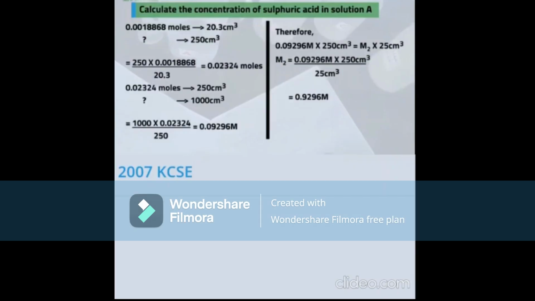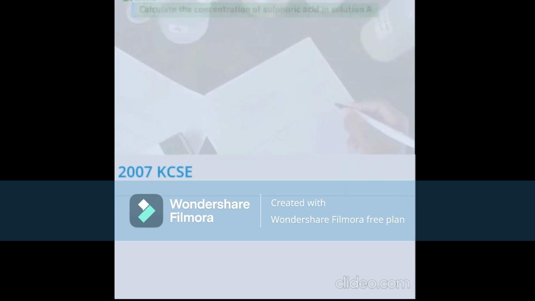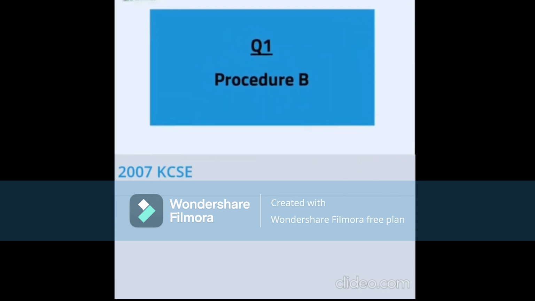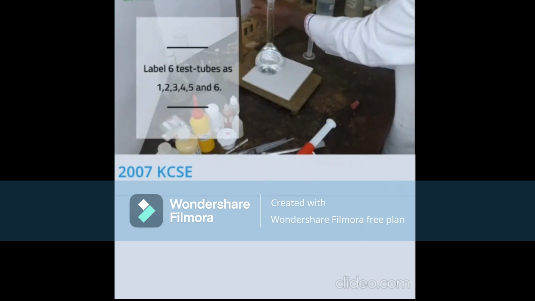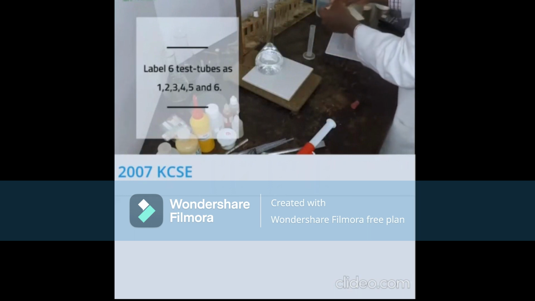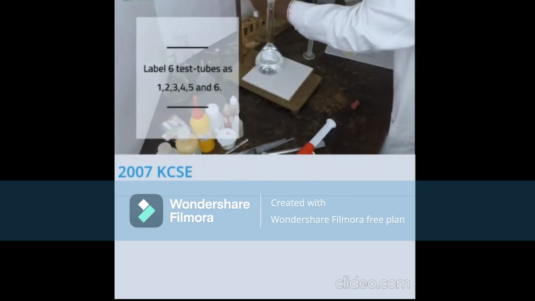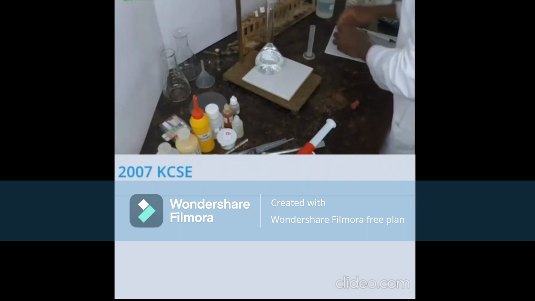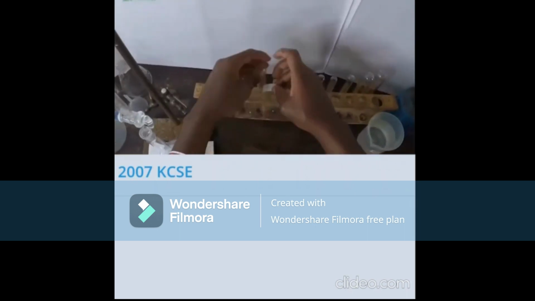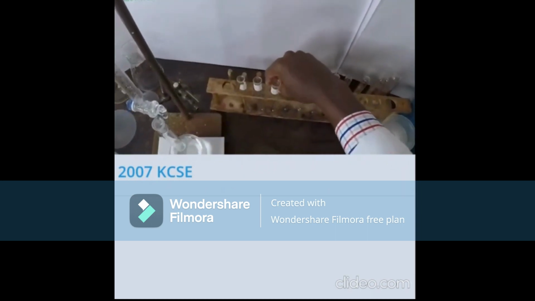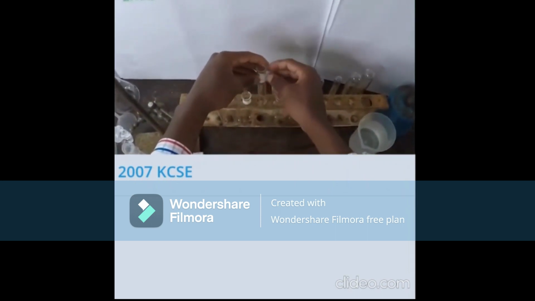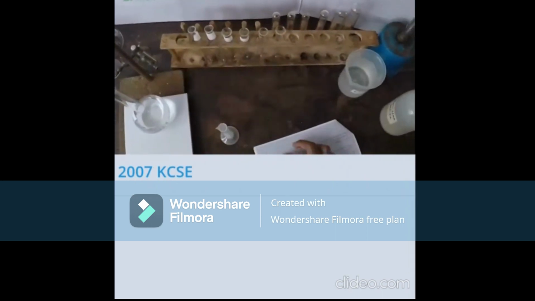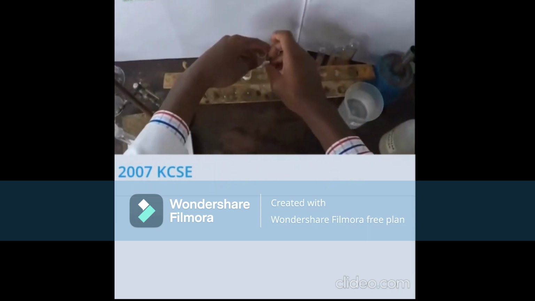You need to label 6 test tubes, that is 1, 2, 3, 4, 5, and 6. Take your time, label them, as you can see what I'm doing. If it was possible, if you would be there in your lab, it would be even good for you to follow what I'm doing as you do your own work and see if my results will differ from yours. But I think it will not differ that much.